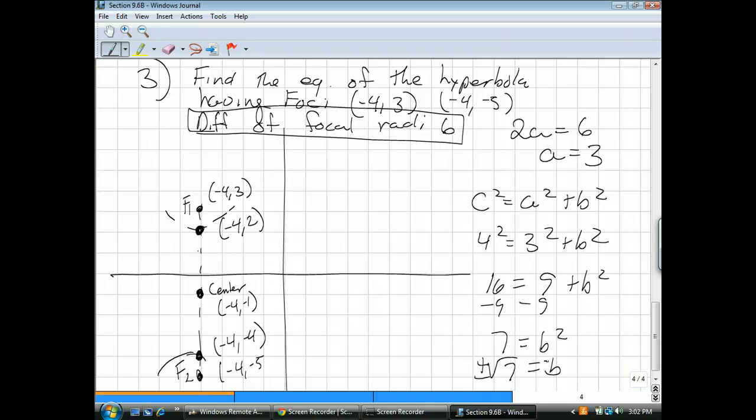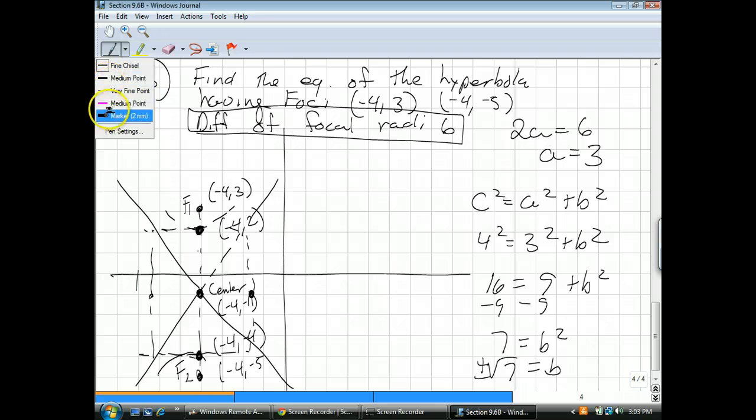So from the center, square root of 7 is between 2 and 3, so I'm going to go about right here. Here's my box. I went over too far. There we go. That looks better. And there's our asymptotes. And so our actual hyperbola looks like this.